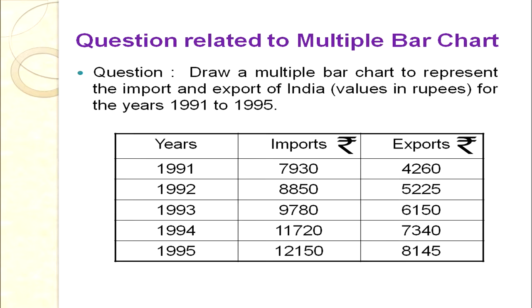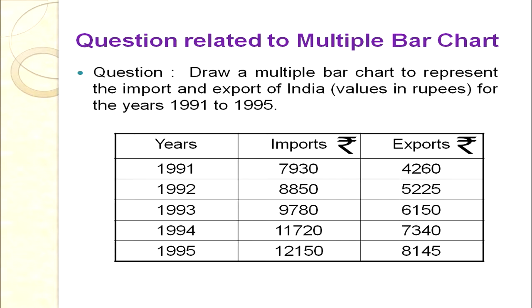The values have been given in rupees for the year 1991 to 1995. That means on x-axis I will be having years, and I will be plotting 1991, 1992, 1993, 1994 and 1995. But when I look for the value we have given here in the question, it has given two sets of information. They have given us the value of imports, they have given us the value of exports. So we are not going to draw a single bar diagram, here we have to draw multiple bar diagrams because two sets of data are being given to us.